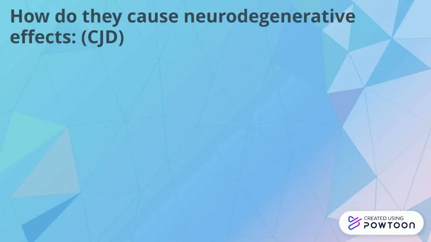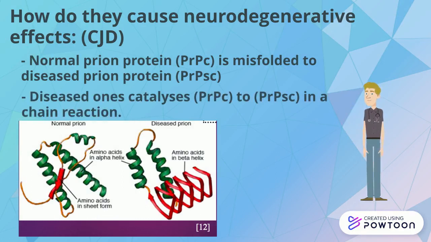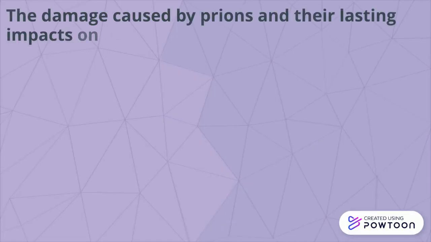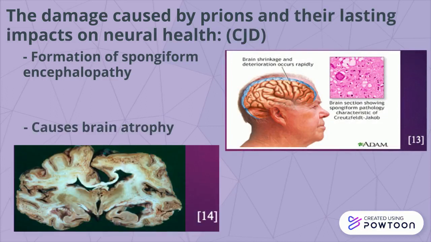How do they cause neurodegenerative effects? CJD. Creutzfeldt-Jakob disease is caused when normal prion protein PrPC is misfolded to diseased prion protein PrPSc. Then the diseased ones trigger the catalysis of the normal PrPC to PrPSc in a chain reaction. Damage caused by prions and their lasting impacts on neural health. The brain shrinks and turns into a sponge-like appearance called spongiform encephalopathy, causing brain atrophy.